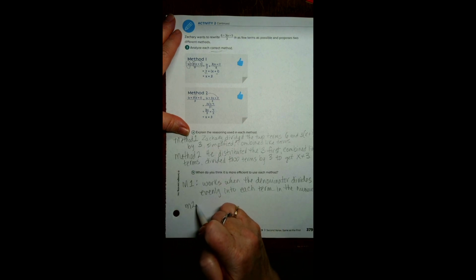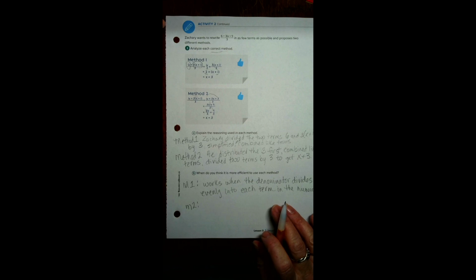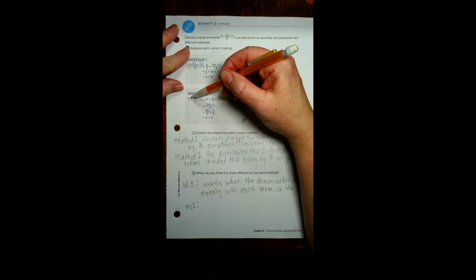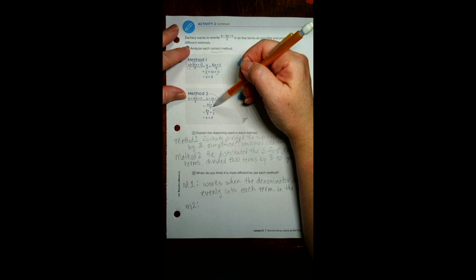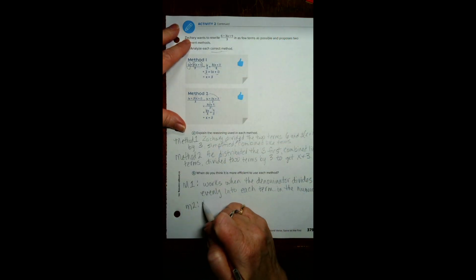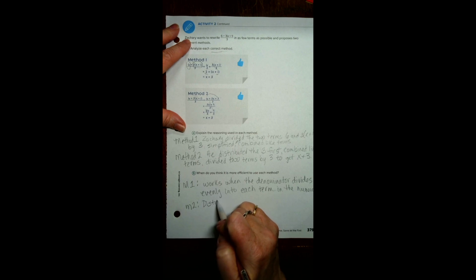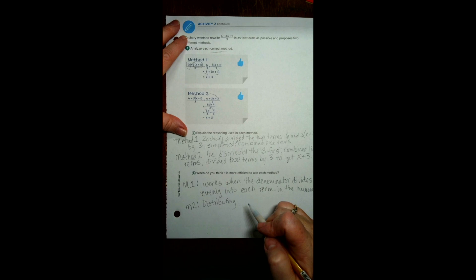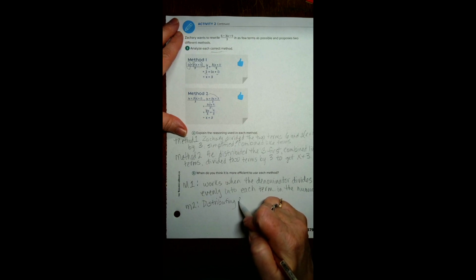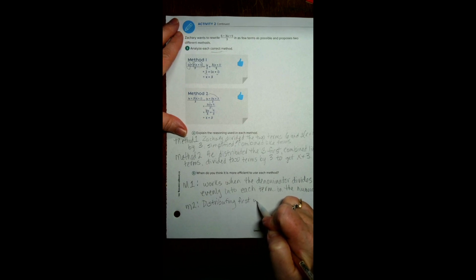And then what about method 2? Well, this part here where he did the distributing first and then combining like terms, that would work for any of them. So that beginning part would work for any. So distributing first works in any situation.